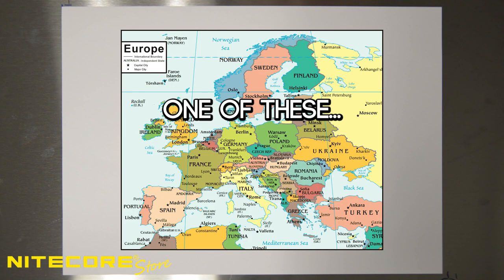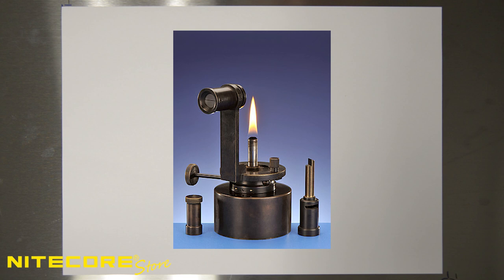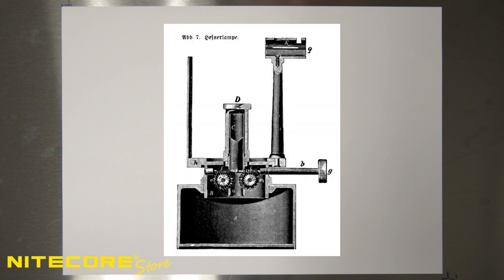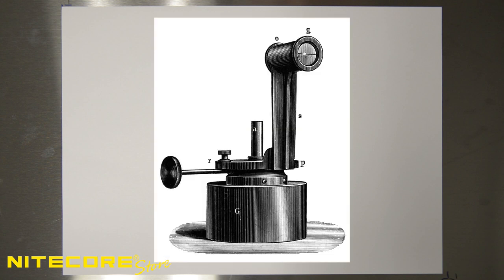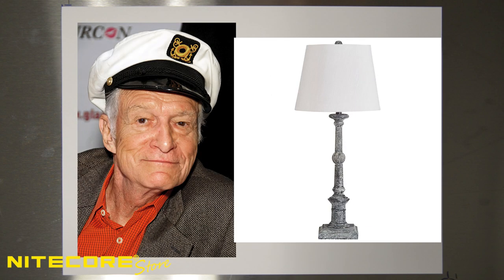Germany, Austria, and different parts of Europe use the Hefner curves, a unit of luminous intensity based on the output of the Hefner lamp. This unit of light was defined as the light produced by the Hefner lamp burning amyl acetate with a 40 millimeter flame height. This light unit was then adopted by the German gas industry in 1890.